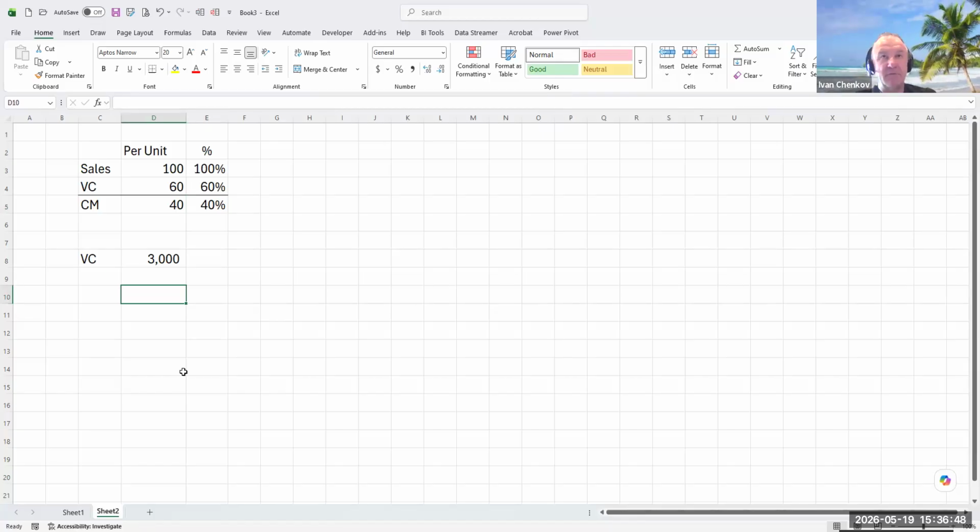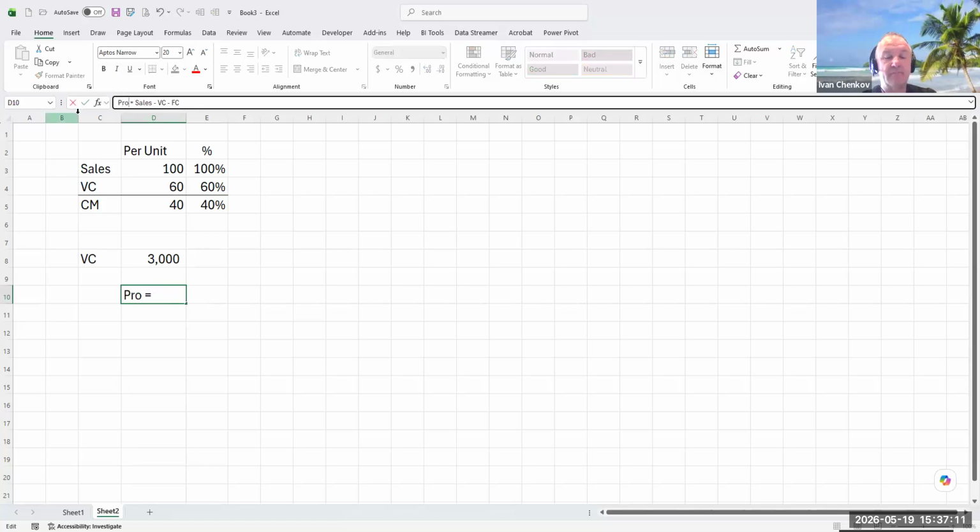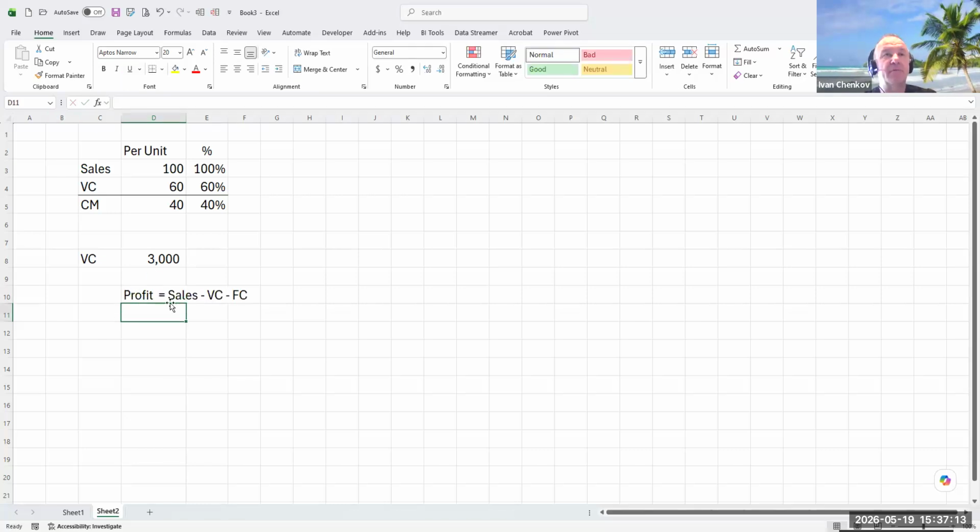Well, the profit, as we already talked about, or operating income, is always going to be equal to my sales minus variable cost and minus fixed cost. So if I want to make profit with my sales, I have to cover the variable cost and I have to cover my fixed cost. That's the only way to make a profit. Otherwise, I'm not going to make the profit.